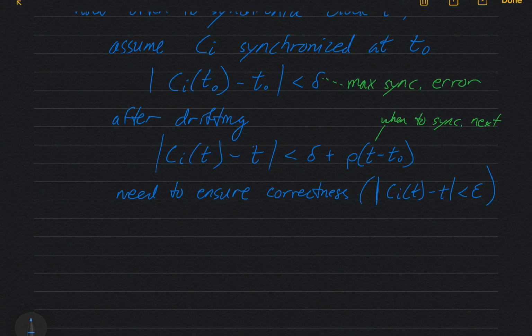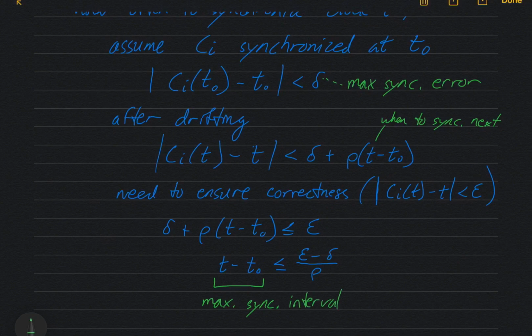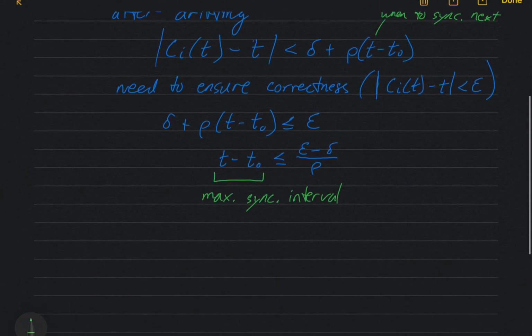So rephrasing this, what we can say is that delta plus rho times t minus t naught needs to be less than or equal to epsilon. So we can rearrange this so that we have t minus t naught is less than or equal to epsilon minus delta all over rho. And this gives us our maximum synchronization interval. We can make it shorter, but we can't make it longer. And question 2, problem set 7, elaborates on this.